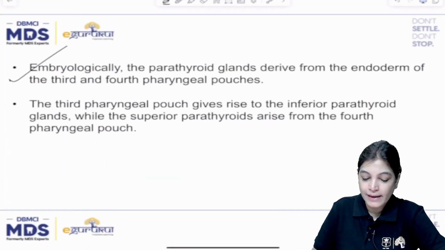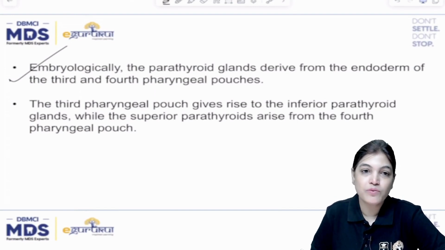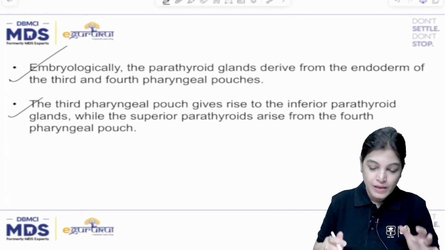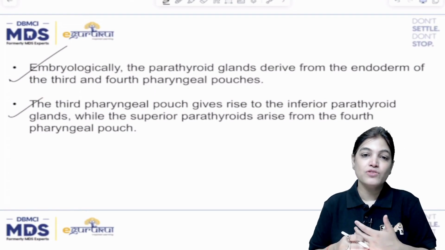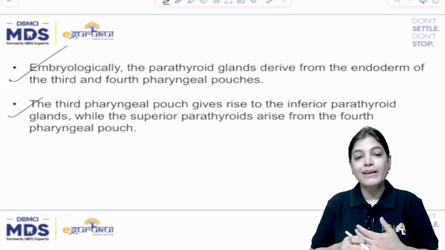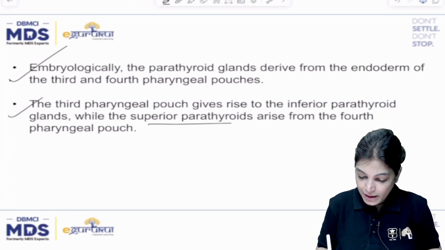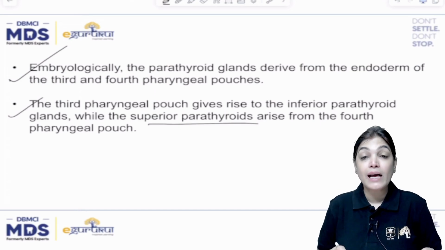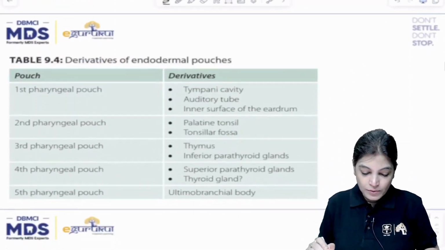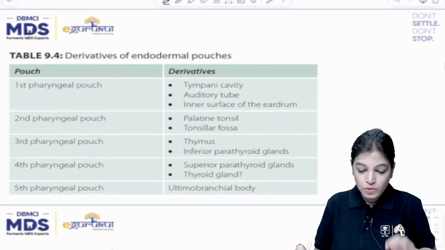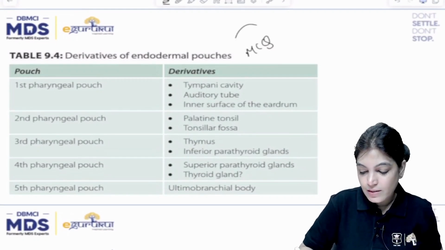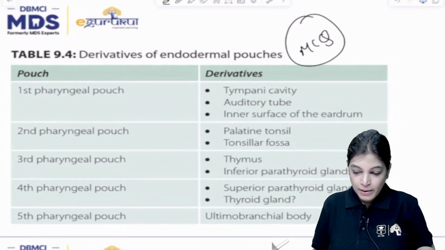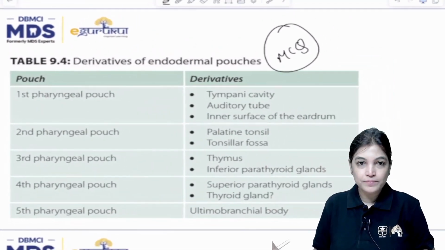Embryologically, if we talk about parathyroid gland, they are derived from third and fourth pharyngeal pouches. As I told you, the third pharyngeal pouch gives rise to inferior parathyroid gland, and the fourth pharyngeal pouch is giving rise to the superior parathyroid gland. The third pharyngeal pouch is giving rise to inferior parathyroid gland along with the thymus gland also. Now, I would like everybody to go through this because this is very important for your entrance exam, that you should know the derivatives of all the pharyngeal pouches. So here you can quickly revise.